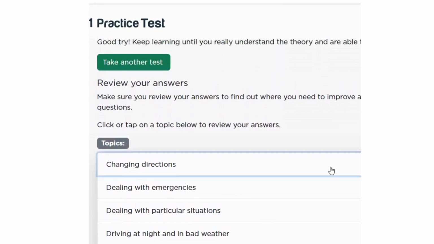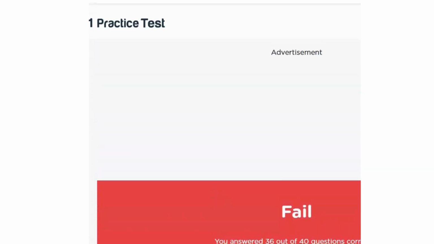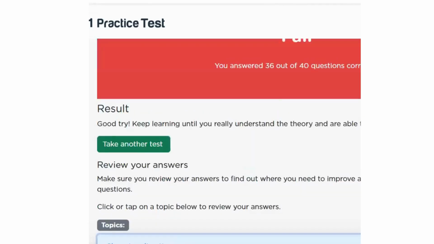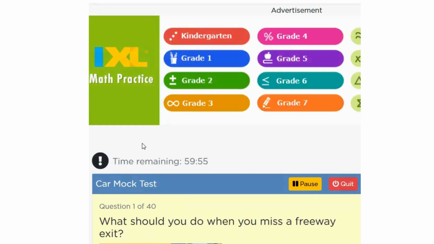Let me check what went wrong here. At the 3.1. Okay, I failed this test. I'm going to take another test. Just a reminder, the site is g1practicetest.ca.